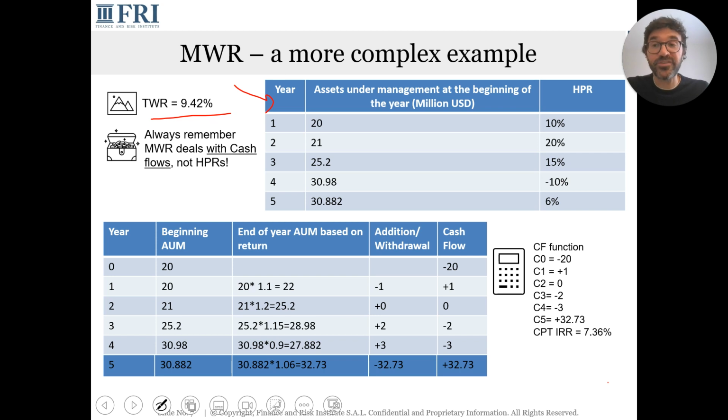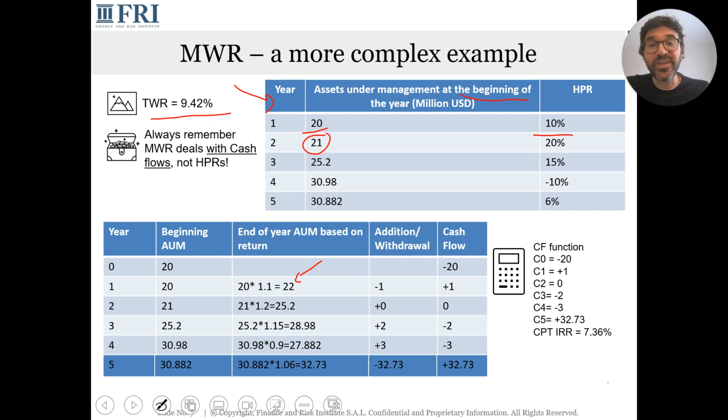So let's do it step by step, because this is a more complex example in a way. So we started with $20 million. The holding period return is 10%. This means that you should end the year with 22. So at the end of year one, you should have $22 million under management. Now look at the beginning of year two, which is end of year one, right? Beginning of year two is end of year one. This is January 1 versus December 31st. So that's the same day, right?